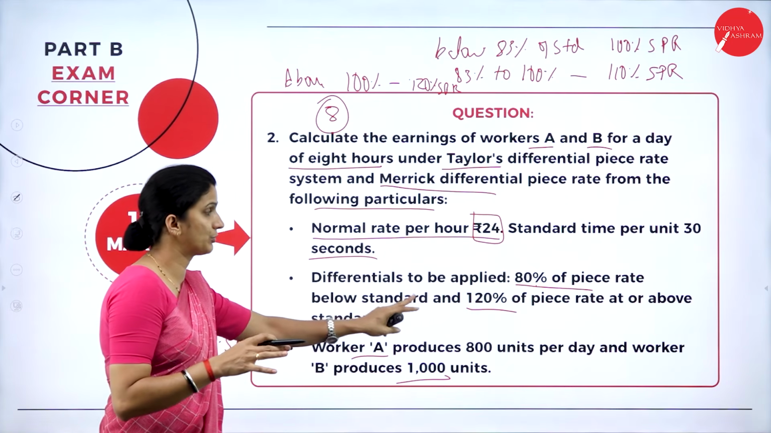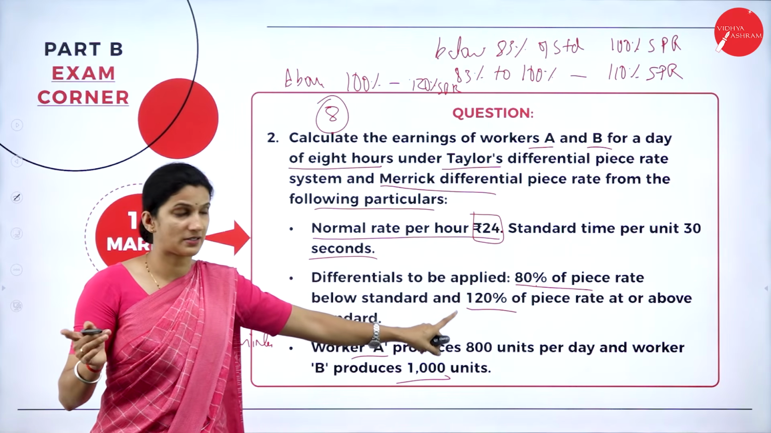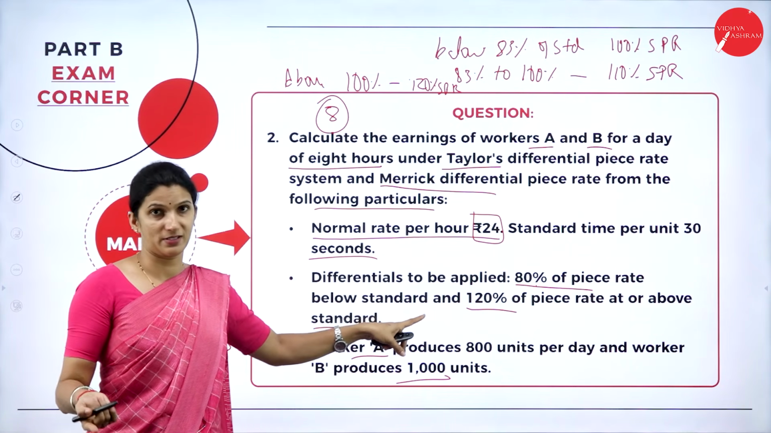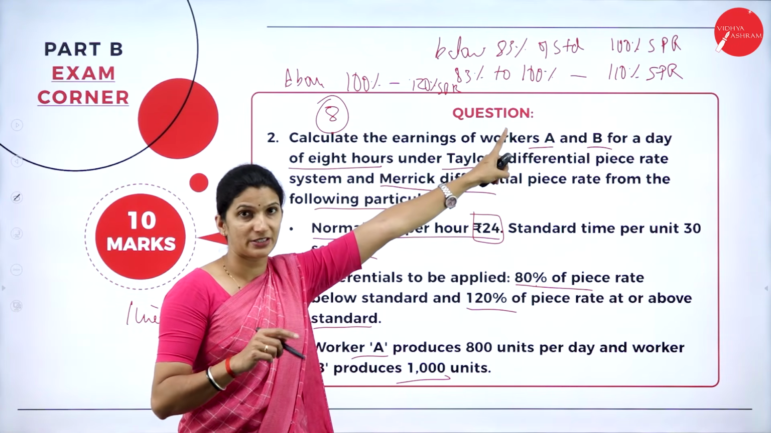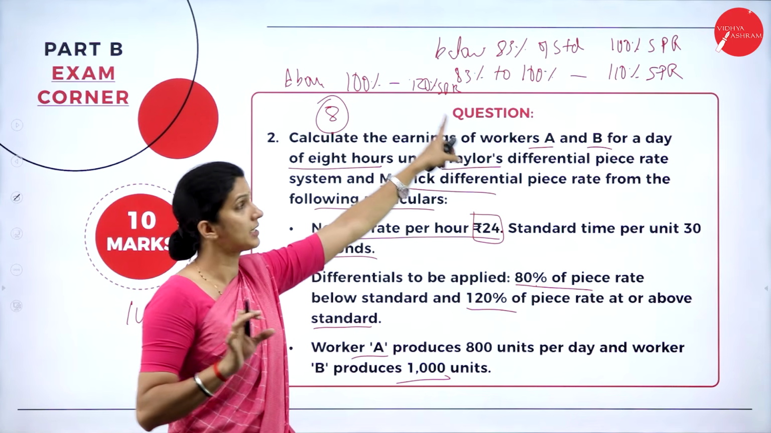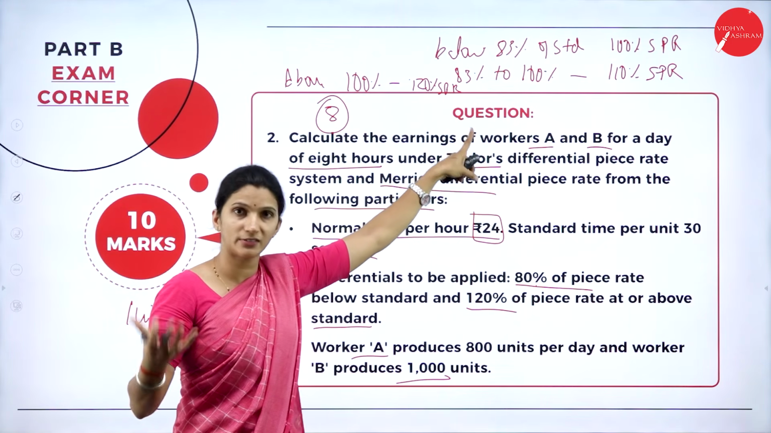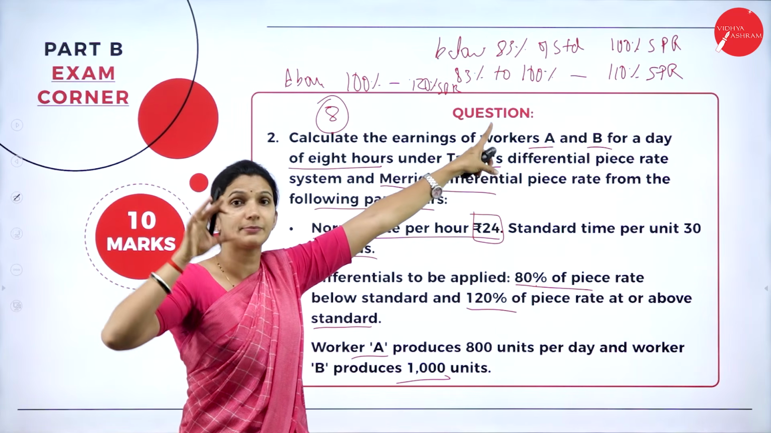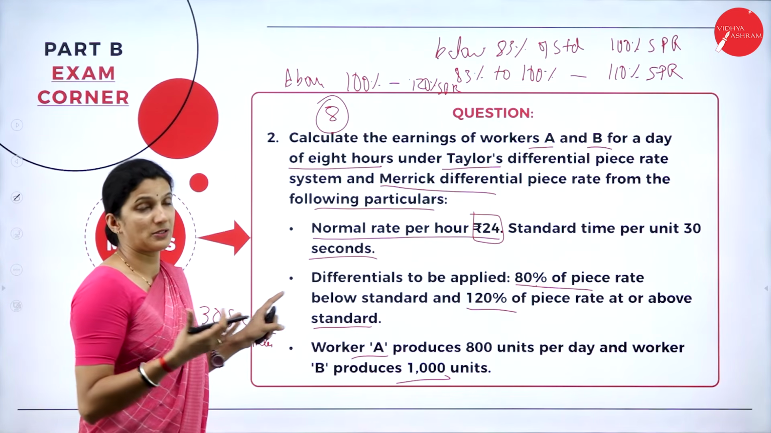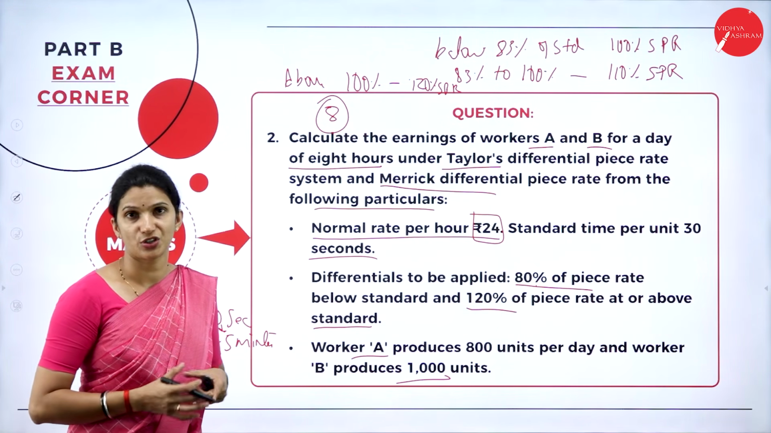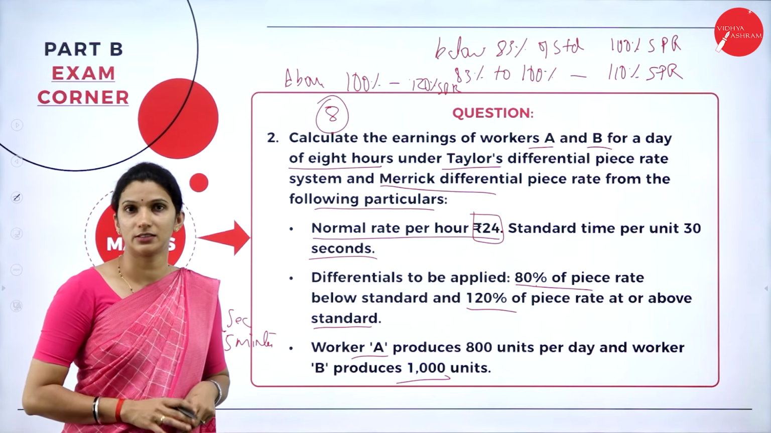Before we calculate, you need to be very clear. Under Taylor's, it is 80% for the low piece rate and 120% for the high piece rate. When we calculate the Merrick system, below 83% of the standard, it is 100% of the piece rate. If the efficiency is between 83% and 100%, then it will be 110% of the standard piece rate. And if the efficiency is above 100%, then it will be 120% of the standard piece rate. So these are the standards fixed under Taylor's and under Merrick.